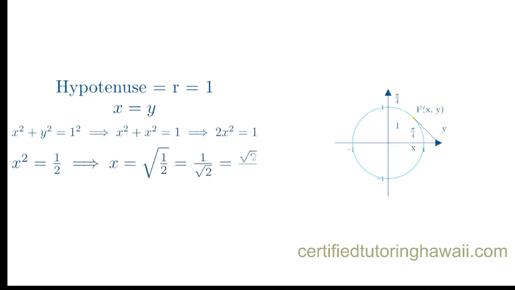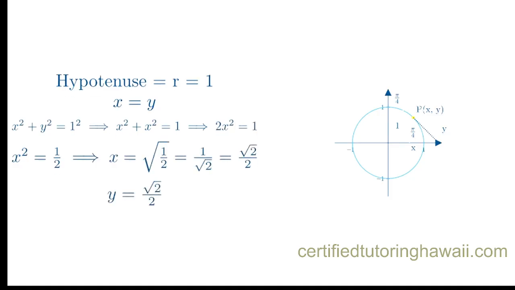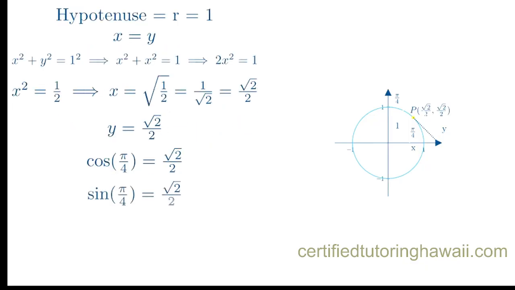Solving for x, we get x equals 1 over the square root of 2. Rationalizing the denominator gives us the square root of 2 over 2. And since x equals y, y is also the square root of 2 over 2. So, for the angle pi/4, the coordinates are square root of 2 over 2, square root of 2 over 2. This means that cos pi/4 equals the square root of 2 over 2, and sine pi/4 equals the square root of 2 over 2. We've found another exact value.